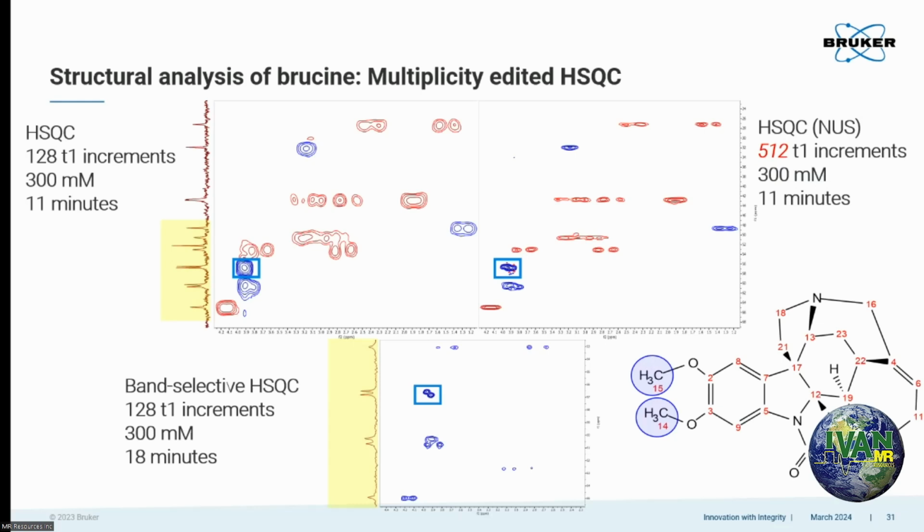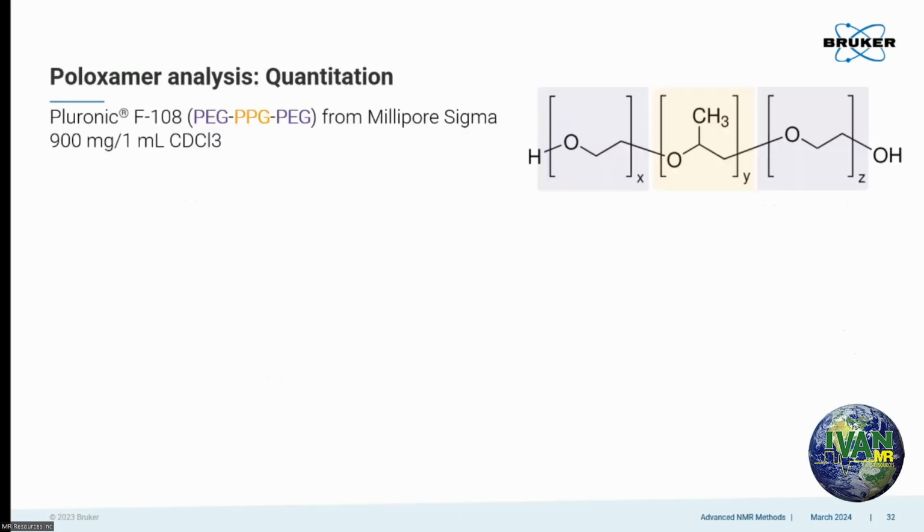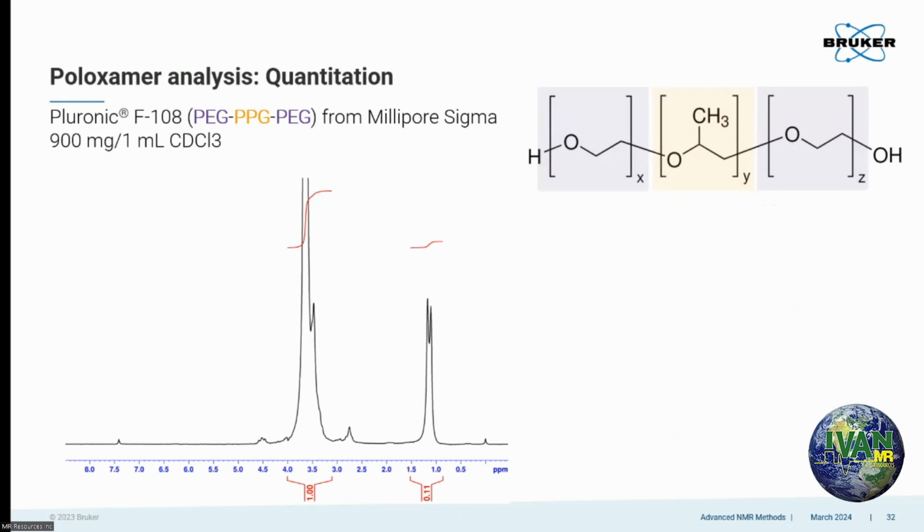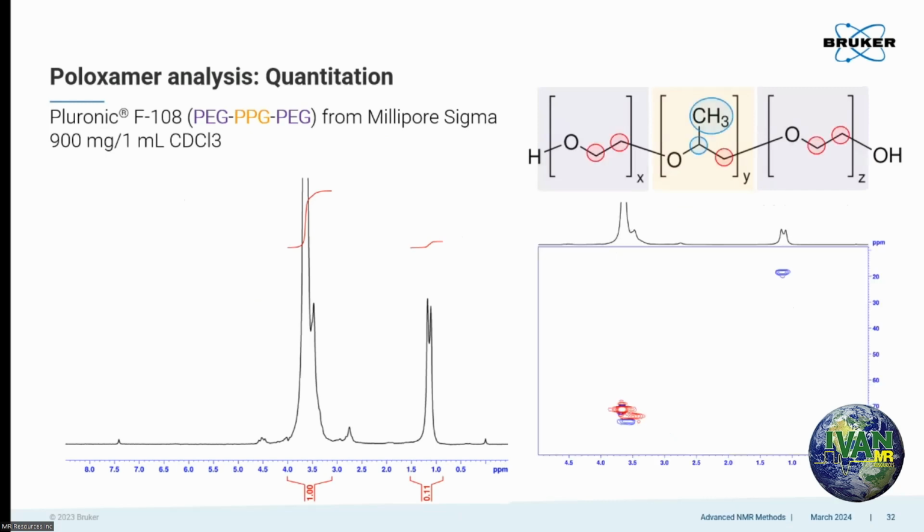Next, I will talk about poloxamer analysis. So this is Pluronic F108. It is a polyethylene glycol, polypropylene glycol block copolymer shown here. The 1D spectrum is quite simple, so just 2 peaks. If we take a look at the multiplicity edited HSQC, it gives us a bit more information here. So we can see that methyl group in the polypropylene region gives rise to essentially that signal at 1, and then all of the rest of the protons in the molecule come together to that composite peak at 3.5.